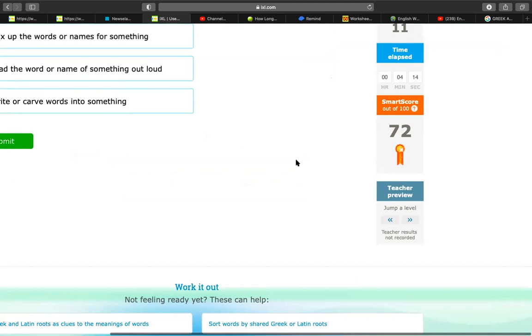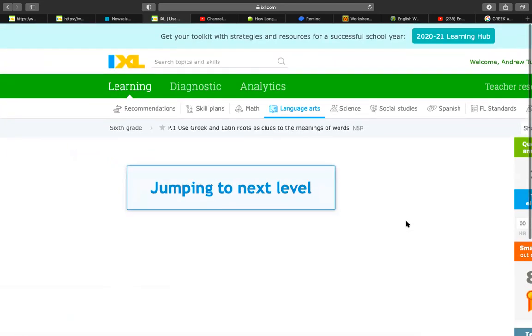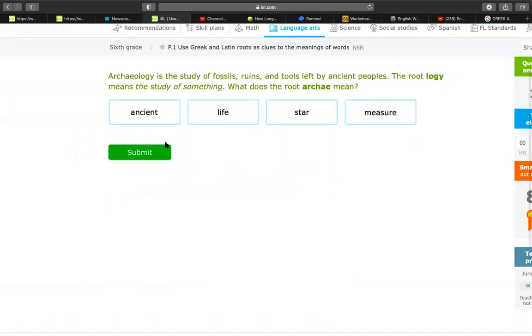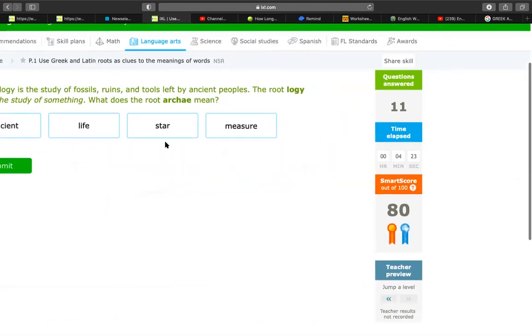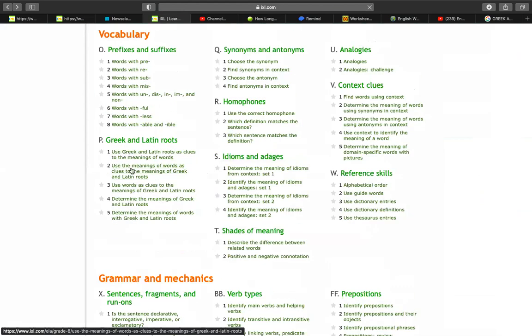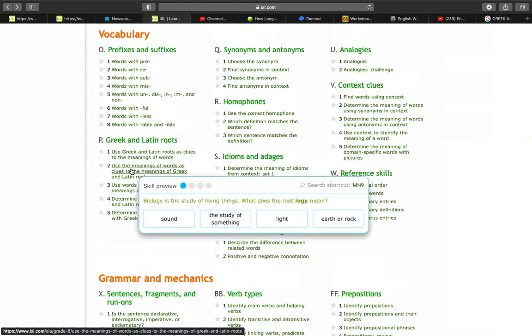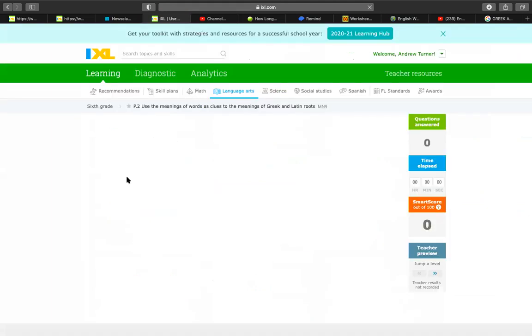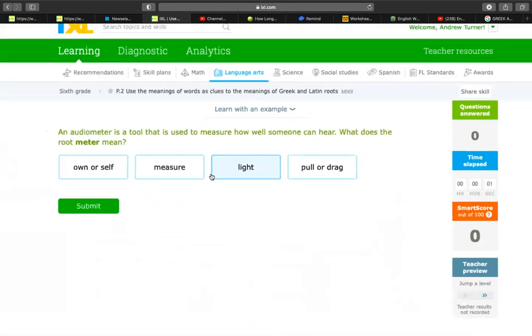All right, so let's go to another section. What does it have you do? Jump a level. What's that do for us? I don't want to jump a level. Let me go back. So we're using meanings of words as clues to the meanings of Greek and Latin roots.